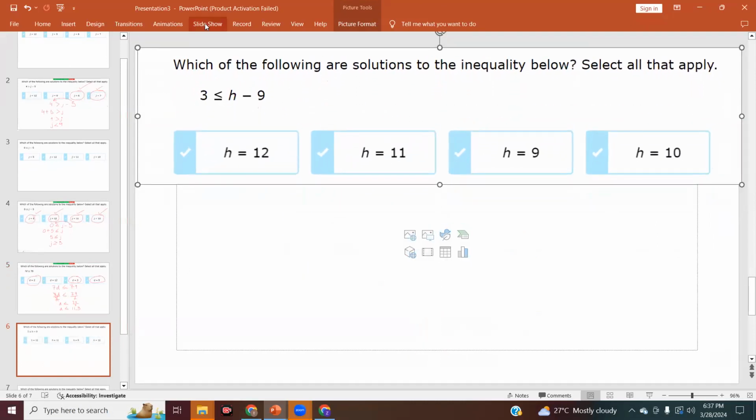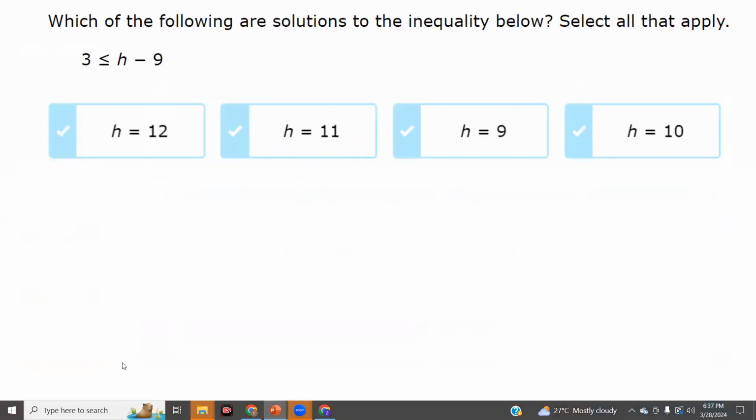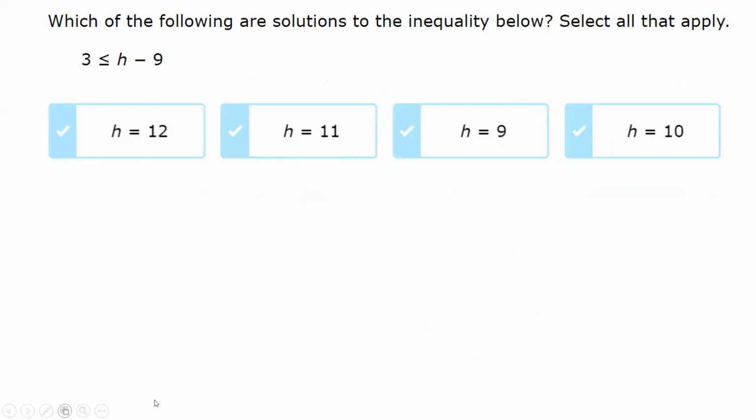So the inequality that we have here, please write this down again. So for this one, we have 3 is less than or equal to H minus 9. What are we going to do with the negative 9?